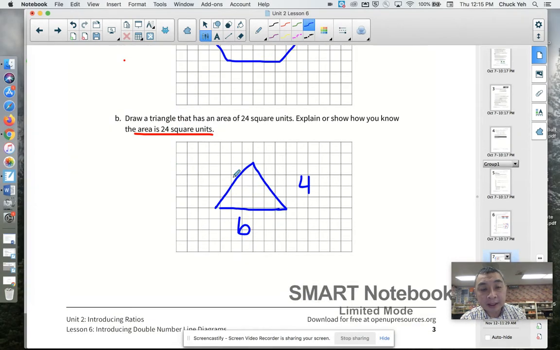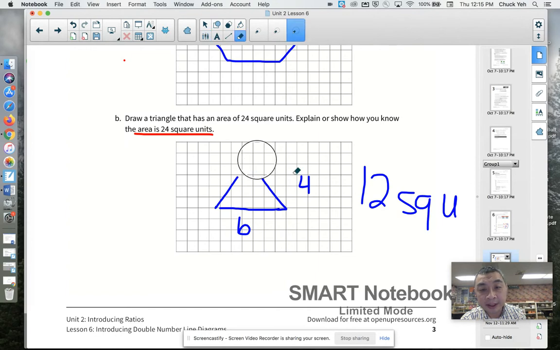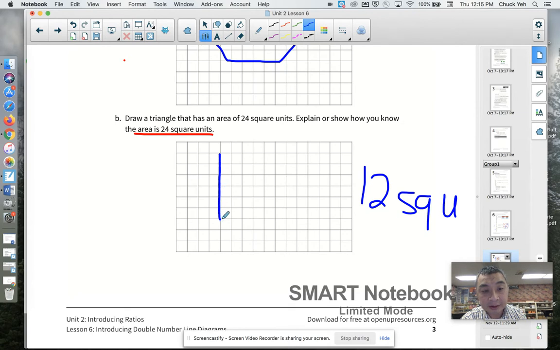On B, remember, we have to divide by 2. 6 times 4 is 24, yes, but you have to divide by 2 because the square units of this is actually 12 square units. What are they asking for? 24. So you're going to have to make up one that's what? Make a height of 6. 1, 2, 3, 4, 5, 6, and then 8. So this is 6 and 8. So 6 times 8 divided by 2 now is 24.